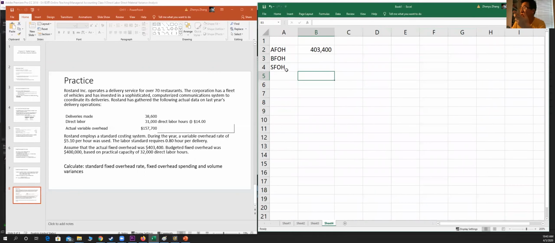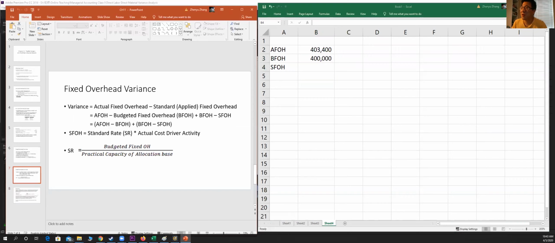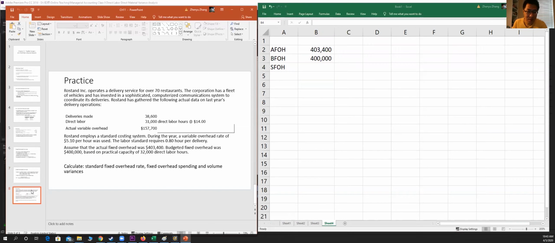And what is our budgeted overhead? Budgeted overhead is fairly easy, right? Budgeted overhead is 400,000, again, which has been told to us. So we have the first part here. We have the fixed overhead spending variance already, which is here, compared to budget, whether we spend too much or not. So we're gonna talk about the volume later.